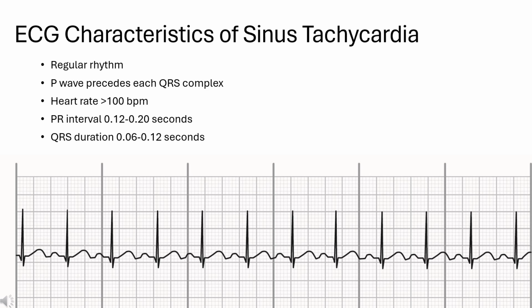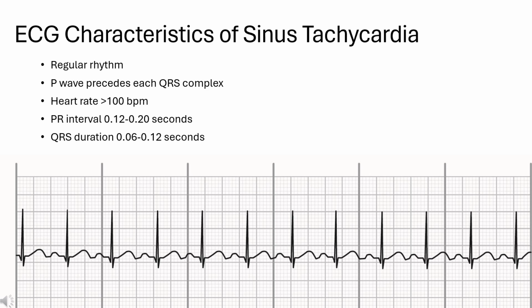This is the primary indicator that differentiates sinus tachycardia from normal sinus rhythm, where the heart rate is between 60 and 100 beats per minute. It's essential to count the heart rate accurately, as this is a critical diagnostic criterion.